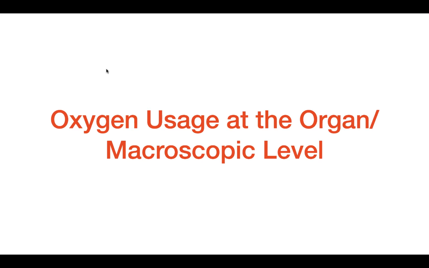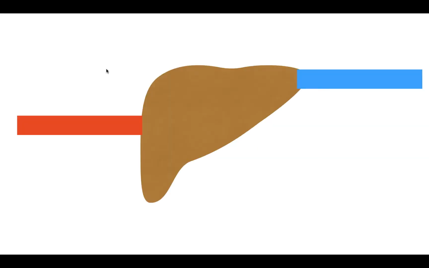when we're talking about oxygen usage, we're typically talking about it at the level of organs. So this right here is a simple diagram, and it's showing you the artery that's feeding a particular organ, the organ itself, as well as the vein that takes all the deoxygenated blood away. Now, in order to understand oxygen usage, we're going to look at the different levels of oxygen of the blood flowing into the organ and the blood flowing out.